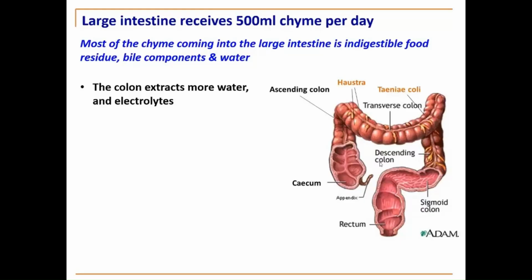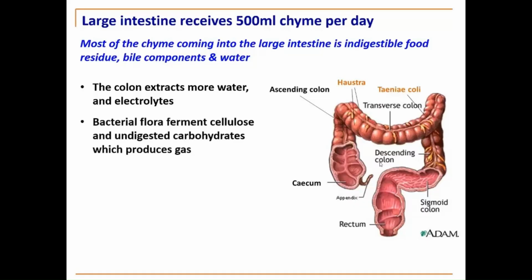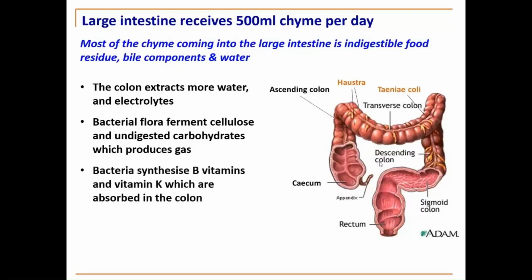The colon has functions, and those functions are to extract more water, so it's concentrating fecal matter. It extracts more electrolytes. And of course, we also have those bacterial flora that are there, those colonic bacteria, and they ferment cellulose, which is indigestible by our enzymes, and undigested carbohydrates. And that goes on to produce the gas, the flatus. Bacteria that are present there help to synthesize your B vitamins and your vitamin K, which are then further absorbed in the colon. And of course, remaining content is eliminated as feces.